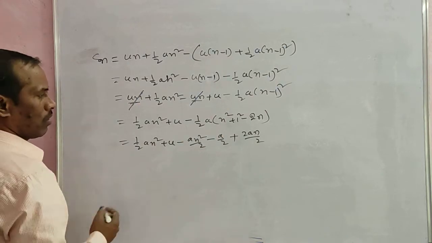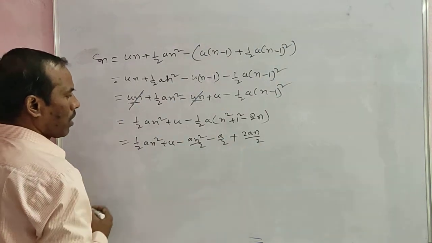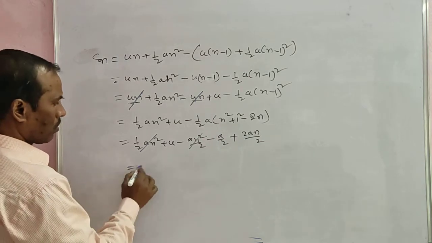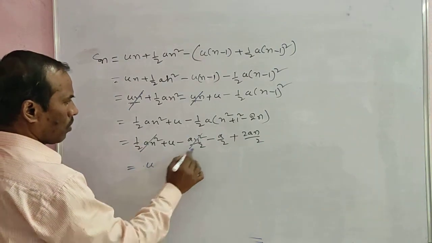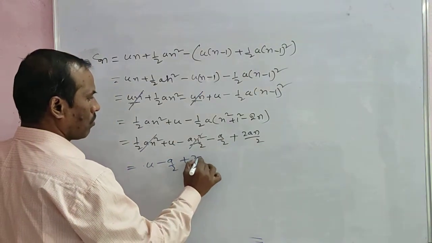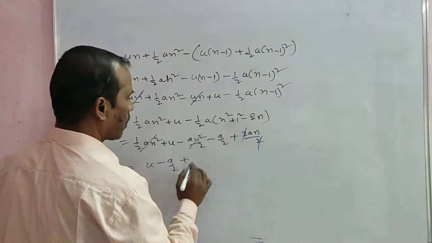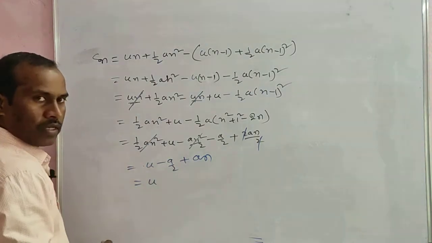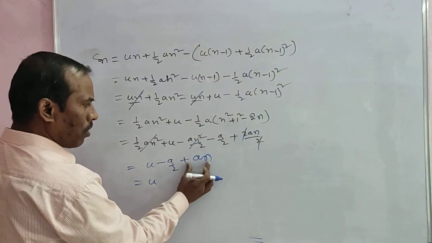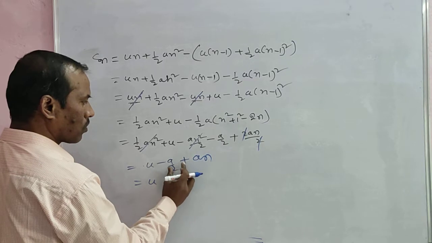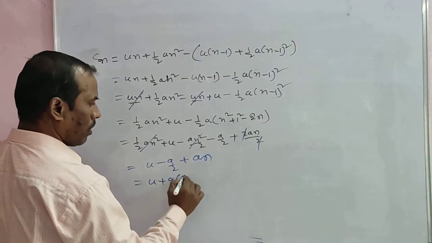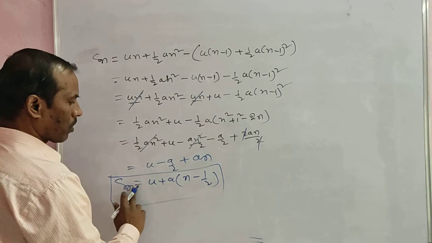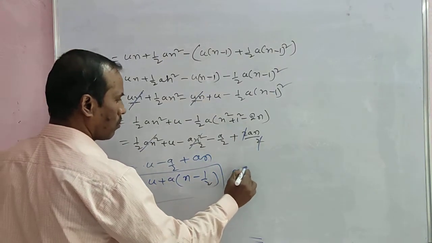Any terms cancel? Half a n square plus this one minus, so it cancels. Remaining is u, minus a by 2, plus 2 an by 2, where the 2s cancel, so a n. Now a is a common term, so taking a common, Sn is equal to u plus a into n minus 1 by 2.